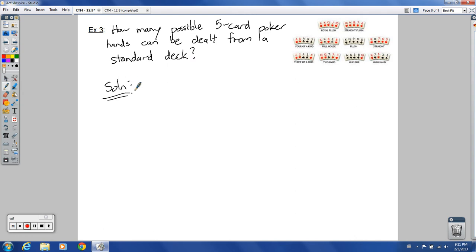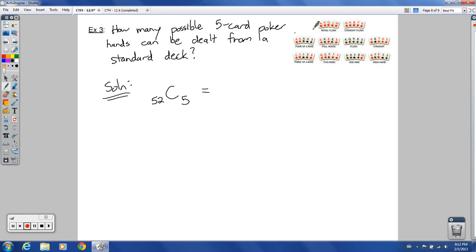So let's go ahead and solve that. Let's see what we got. How many cards do you have to pick from? How many cards in a standard deck? You have 52, and then you have 52 choosing 5 cards. Of those 52, you're going to pick 5 cards.